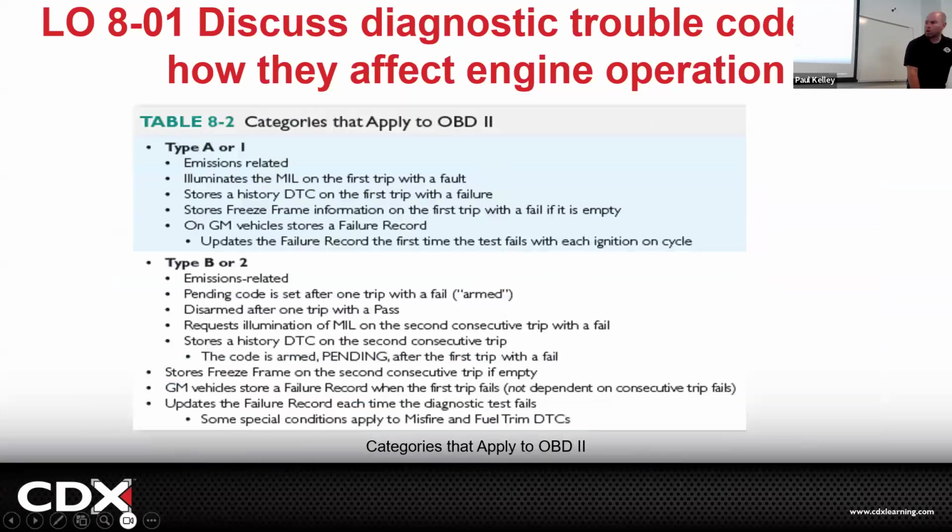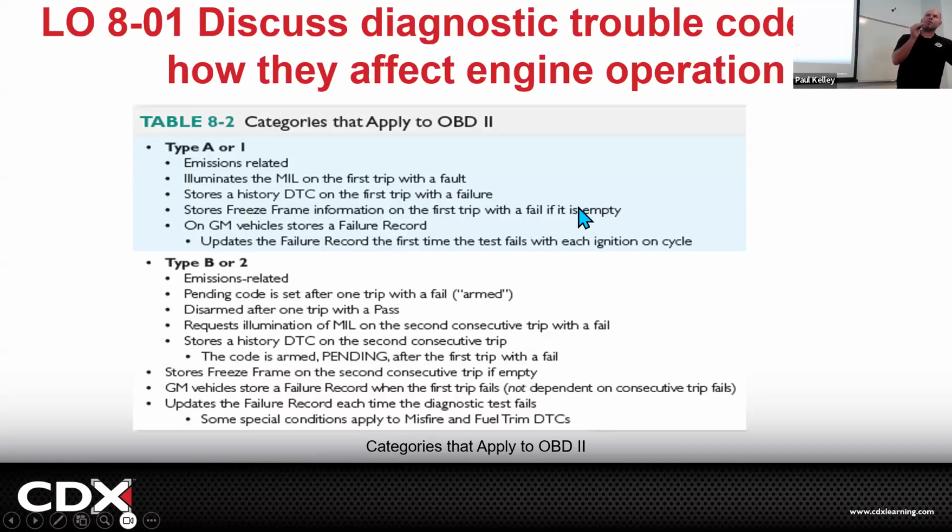Cool. And so overall, a little bit more about codes. There's type A. Those are emissions related. So is type B. Illuminates the MIL on the first trip. You know what that means? The code sets, the check engine light comes on right away. Cool. Makes sense. Misfires. A lot of more major DTCs are going to be like that. It's going to store a history DTC and store freeze frame information on the first trip if it's empty.